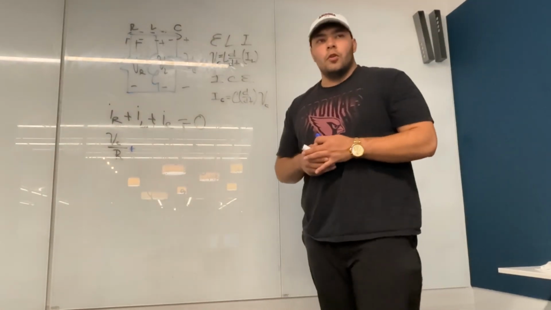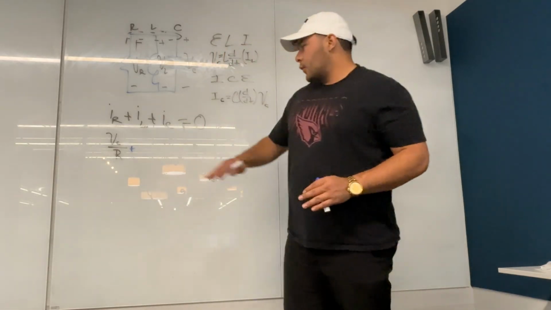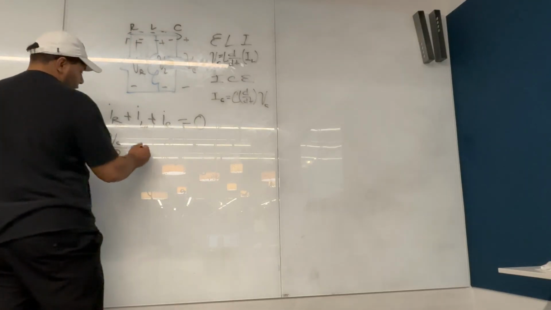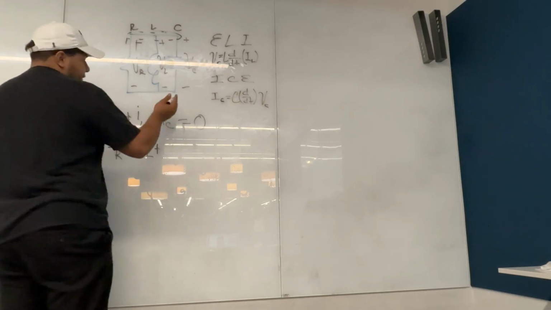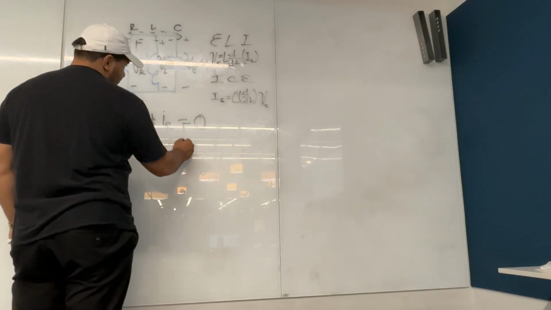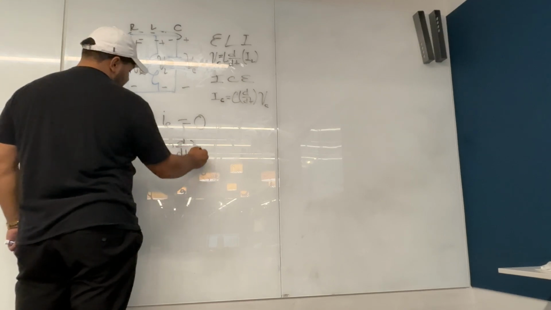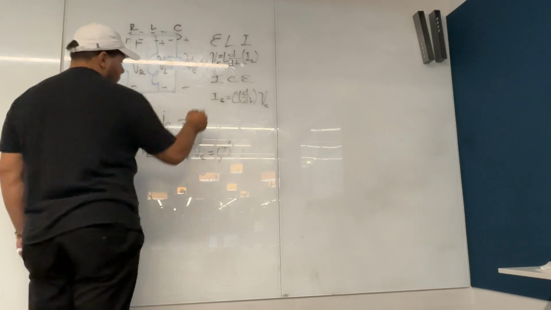Okay, wonderful. So we're gonna write everything in terms of V sub C that we can. So now we have I sub L, that's not going to change, it's going to stay I sub L. Plus I sub C, which we know is C d over dt times V sub C, equals 0. Okay, are we following? Any questions?